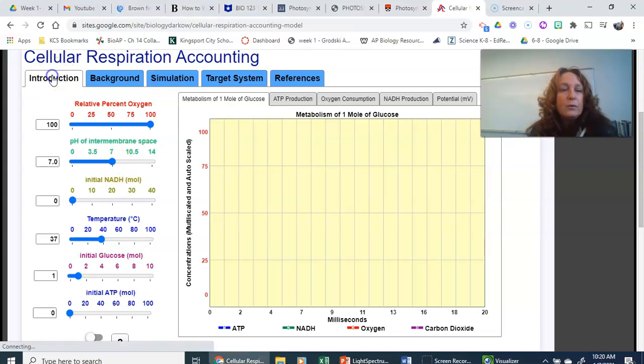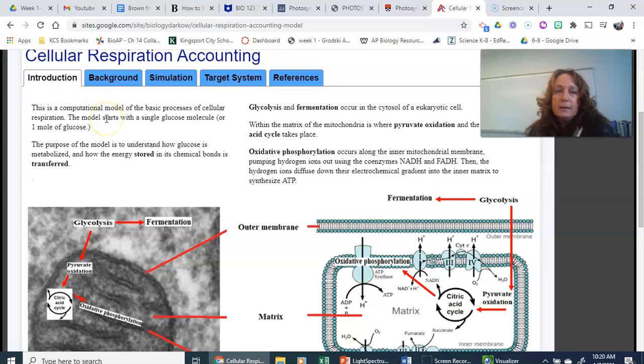You can go back over to these other tabs. This is where he walks you through, and he just says it's a model, it's computational, which means it's going to give you quantitative data, numbers, and as you change things, it helps you to see the relationship of how changes in one type of precursor molecule or some condition affect everything else. Then he just walks you through these processes.